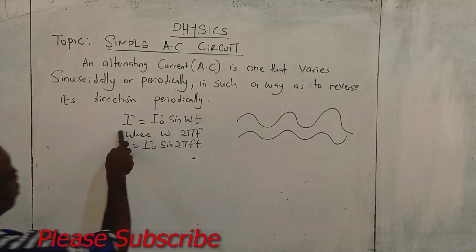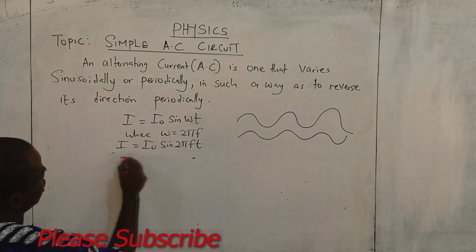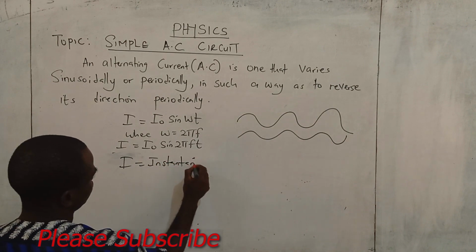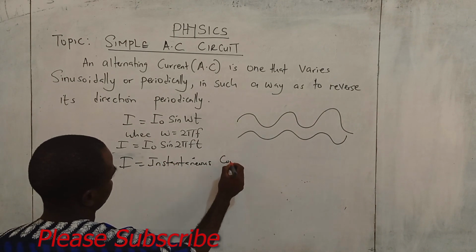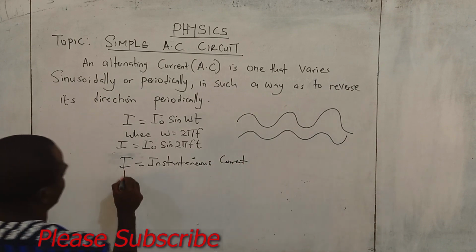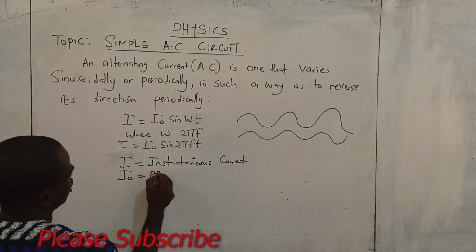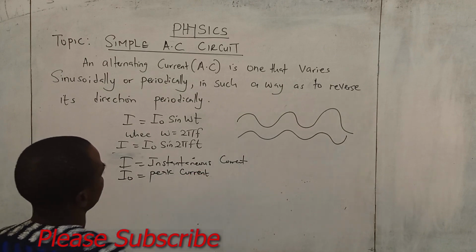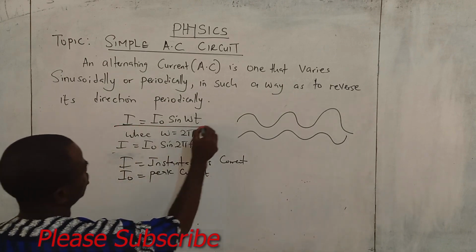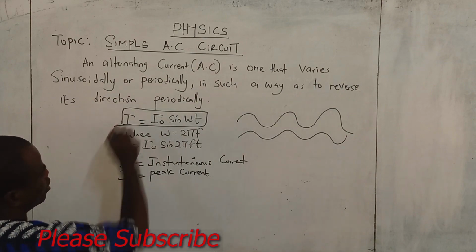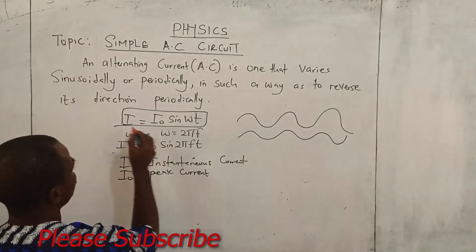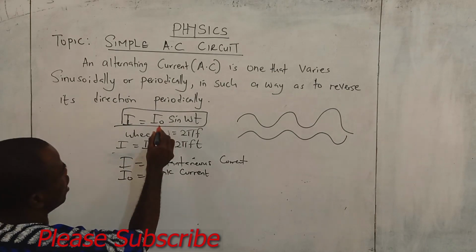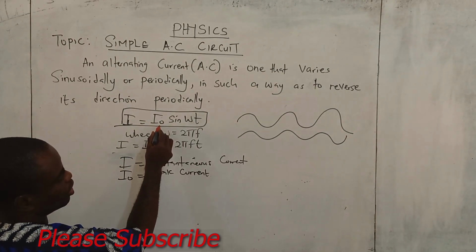Now let's see, I stands for the instantaneous current, while I naught stands for the peak current. Please take note, this formula is very important. In JAMB or in any exam, they can ask you what does I stand for? Instantaneous current. I naught, peak current.